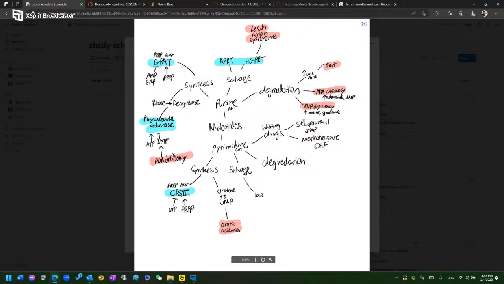So this one will create your ribonucleotides. But in order to change these ribonucleotides into full-blown DNA base pairs, you need to use ribonucleotide reductase. So that's important for, I believe, both of these.